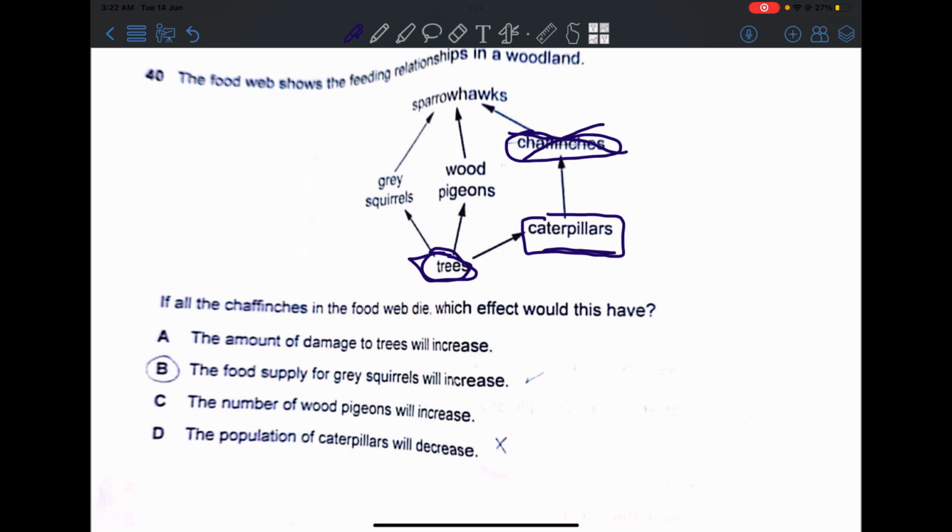So of course B is not going to be the correct answer over here, because the gray squirrels over here are not affected by this animal. So this is not the correct answer. A is going to be the correct answer, because as I explained right now.